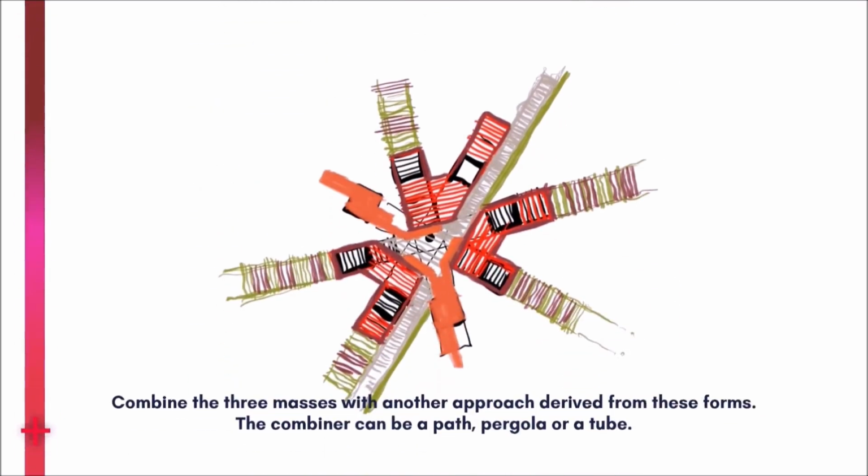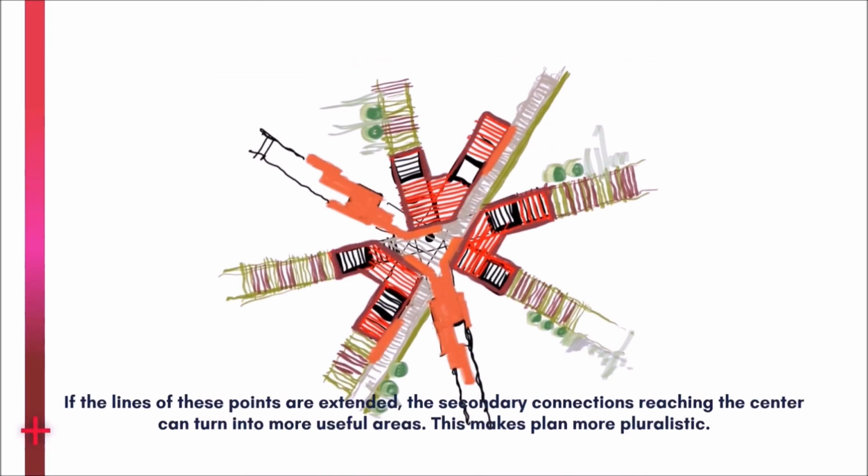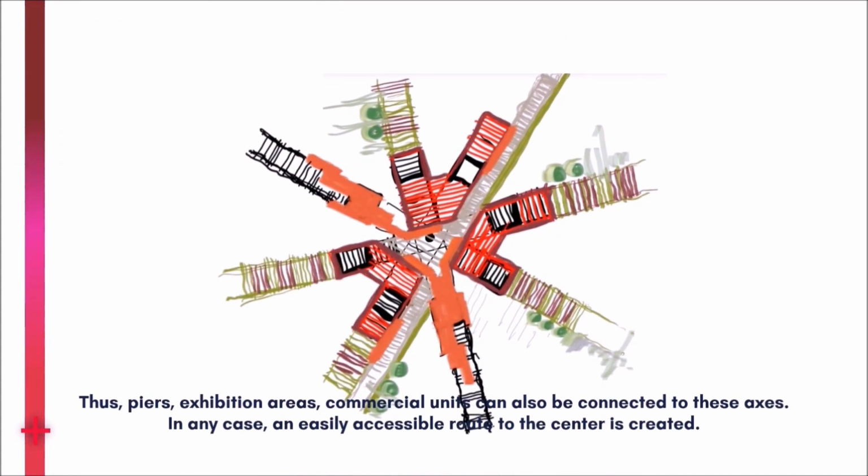Combine the three masses with another approach derived from these forms. The combiner can be a path, pergola, or a tube. If the lines of these points are extended, the secondary connections reaching the center can turn into more useful areas. This makes the plan more pluralistic. Thus, piers, exhibition areas, commercial units can also be connected to these axes. In any case, an easily accessible route to the center is created. Now watch the sketching video and practice.